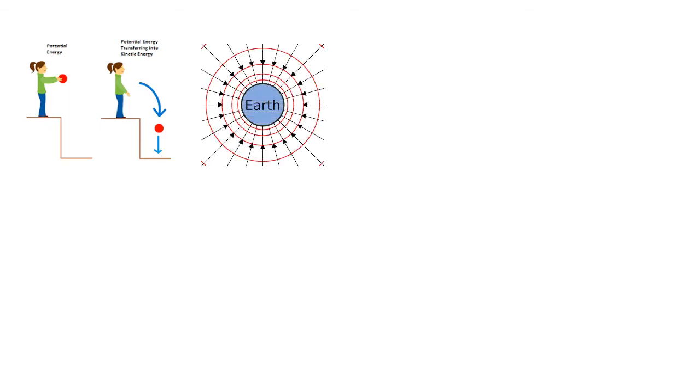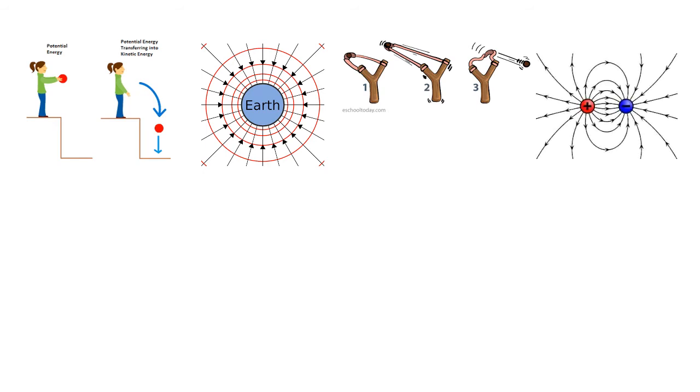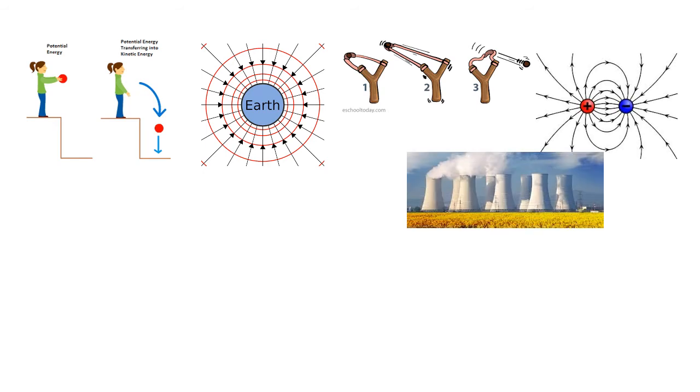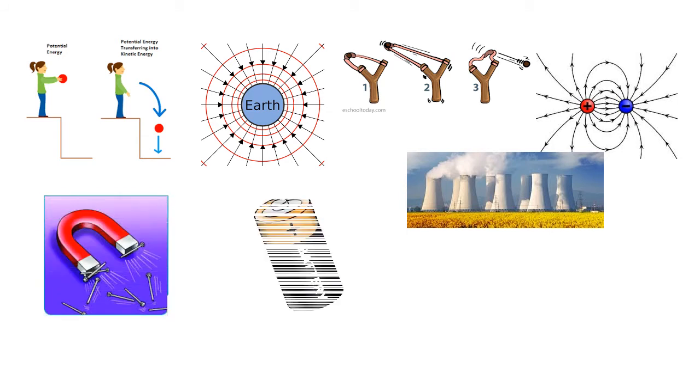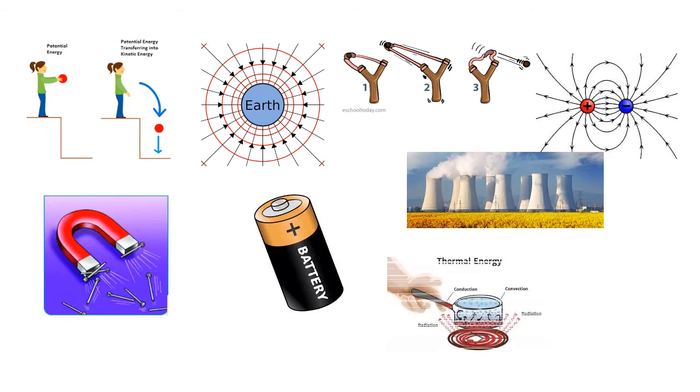Let's see some examples of some pictures to understand stores of energy. Kinetic energy, gravitational energy, elastic energy, electrostatic energy, nuclear energy, magnetic energy, chemical energy and thermal energy.